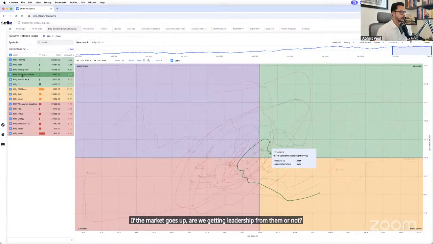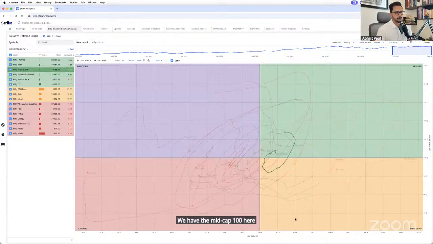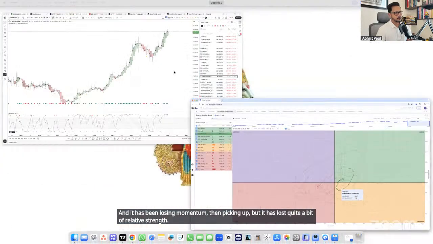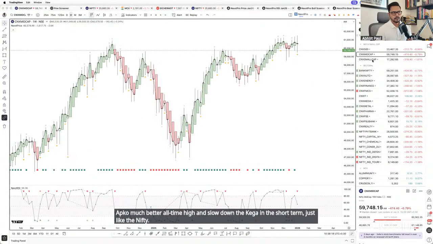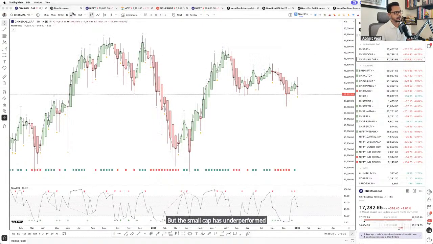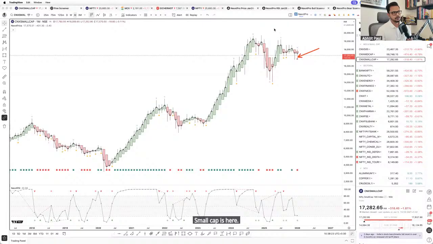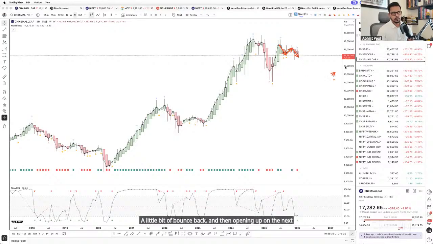We have the mid cap 100 here. I have the mid cap 100, which does not have a lot of relative strength, and it has been losing momentum, then picking up, but it has lost quite a bit of relative strength. If you take a look at the mid cap chart, you will see a much better all time high and slowdown in the short term, just like the Nifty. But the small cap has underperformed distinctly. Small cap is here. Small cap's all time high is up here. Mid cap is at an all time high. Small cap chart is giving you one leg sell off, a little bit of bounce back, and then opening up on the next leg. So stay away from small cap.